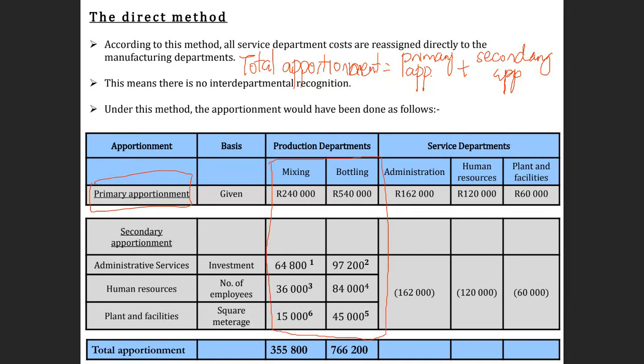So its primary apportionment for mixing is 240,000 Rand. You're going to add this to the 64,800, 36,000, and the 15,000, and that gave you the total of 355,800. And then for bottling, it's its primary apportionment plus these three secondary apportionments of 97,200, 84,000 and 45,000 at the end. And that would give you the total of 766,200. Okay, any questions here?